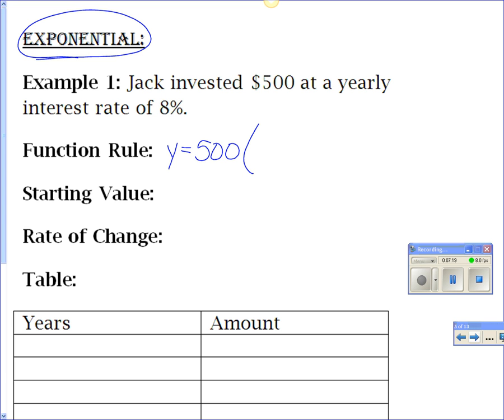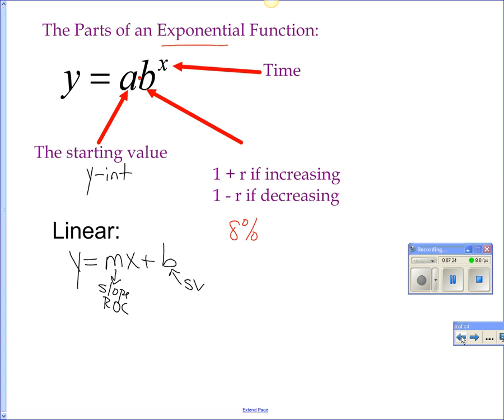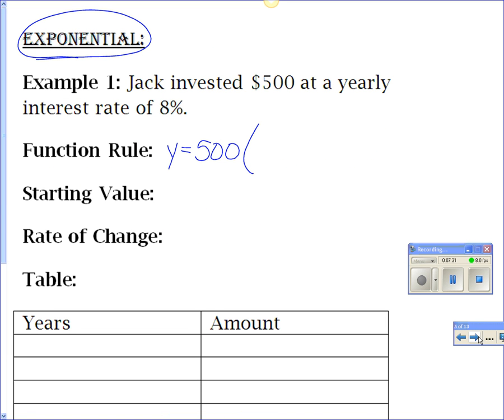And if it has a percent, you have to use the extra little rule here. You have to do 1 plus R or 1 minus R. So he's earning 8% interest. Is that adding to his account or taking away? Adding. So you're going to put 1 plus. You have to do that whenever it's a percent. You have to put the 1 in there. And we have to move the decimal 2 places. So that makes it 0.08. And we're going to do more of those today.